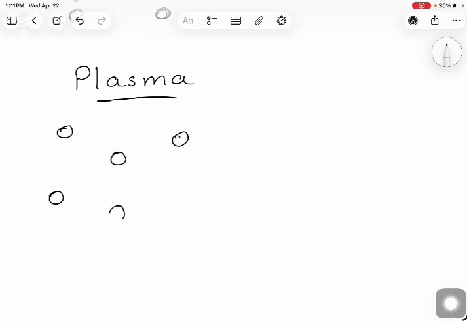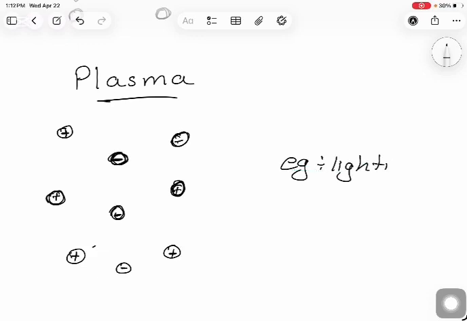Now let's talk about the final phase, plasma. Plasma is also similar to gas, with no definite shape and no definite volume. When a gas is heated to very high temperature, it can change into plasma. So what is the difference between gas and plasma? Plasma is made up of electrically charged particles, so plasma can conduct electricity. As examples, lightning, neon lights, flames.